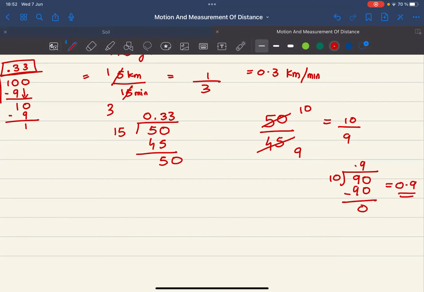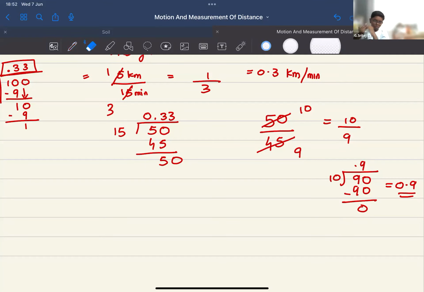Zero point 9 is the answer. Am I clear? Yes, ma'am. Okay. This is one of the quickest and easiest methods of doing it.